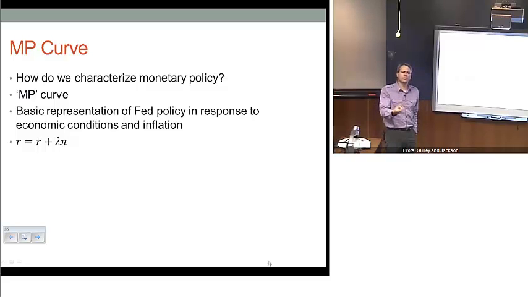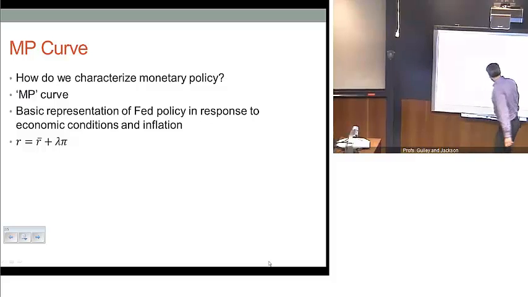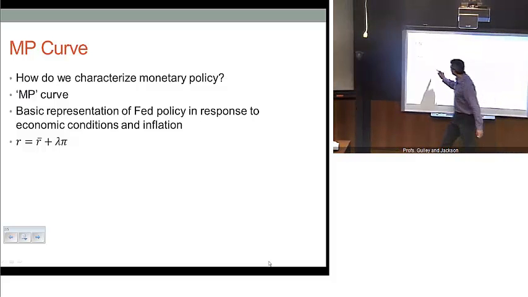And what we'll see later is that it looks a lot like a more sophisticated Taylor rule type of setup. So this is a more simplified sort of Taylor rule, if you will. But the idea here is this is just a basic representation of Fed policy and how the central bank might respond to economic conditions, and in particular, how it might respond to inflation. And so we characterize this simple MP curve through this expression right here.